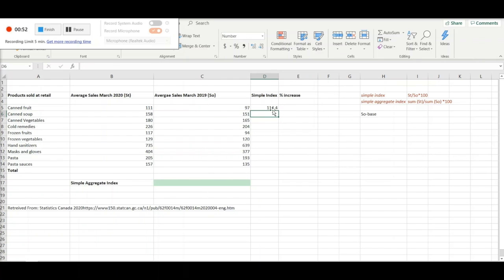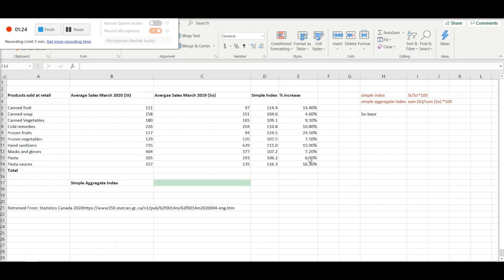Here we get our simple index for canned fruit. If you want to find the rest of the values, no need to type the formula again, just drag down, and here you go. Now to find the percentage increase, you will subtract 100 from the simple index. So in this case, for canned fruit, it will be 114.4 minus 100, which is a 14.4% increase. For canned soup, 4.6%. Give me a minute to do the rest of the values.